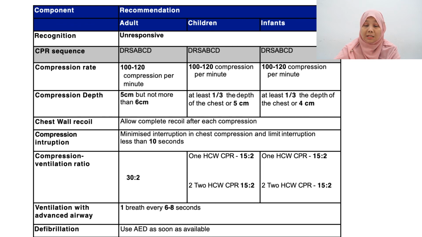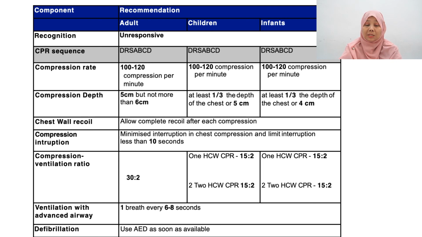For adults, the depth would be 5 centimeters, but not more than 6 centimeters. For children, at least a third the depth of the chest, or about 5 centimeters. And for infants, at least 1/3 of the depth of the chest, or 4 centimeters. Remember that chest wall recoil is vital, to allow complete recoil after each compression. Minimize interruption in chest compression and limit interruptions to less than 10 seconds.